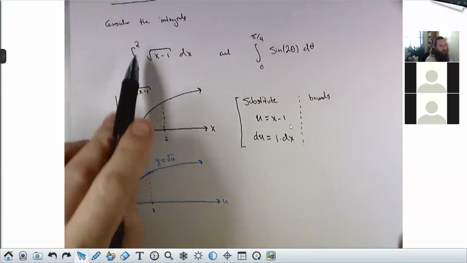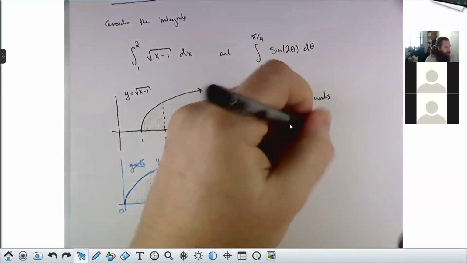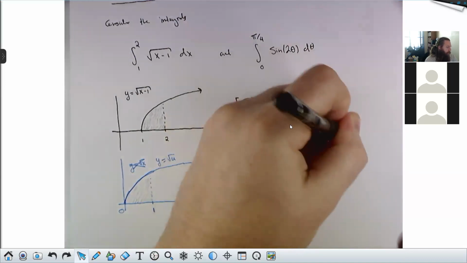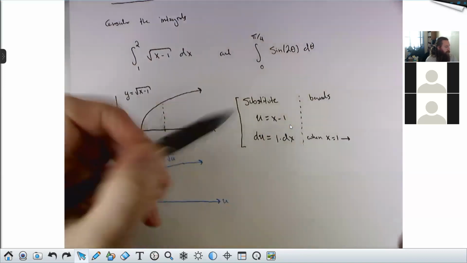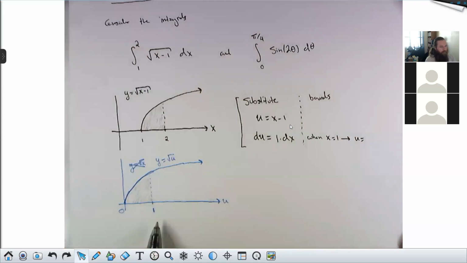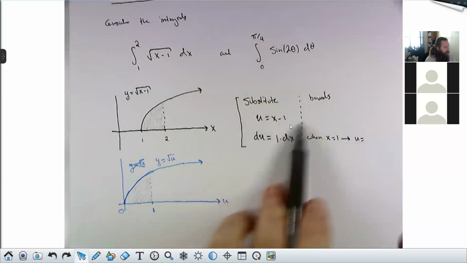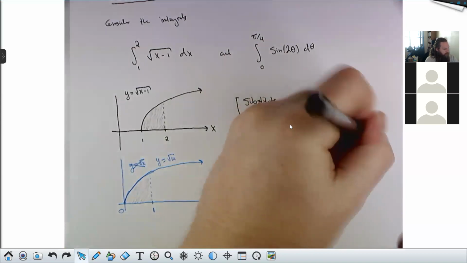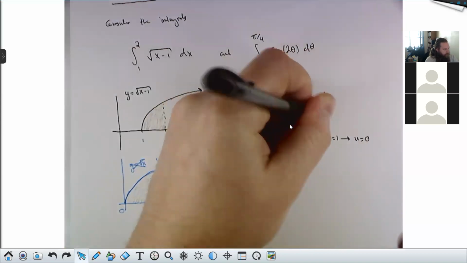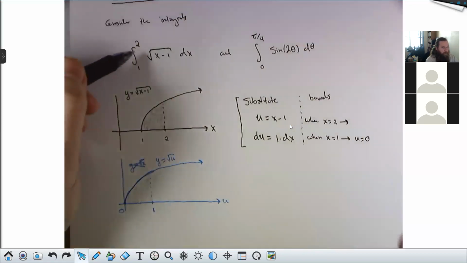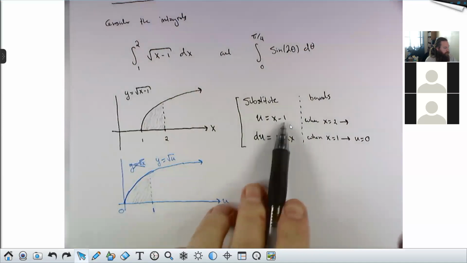My old bounds, my bounds for x were from 1 to 2. When x is equal to 1, we need to find out what u is. Now we already know from down here that the new bounds are going to be 0 to 1, but think about it. If you plug x equals 1 in here, u is going to be 1 minus 1, which is 0. And when x is equal to 2, my old upper bound, u would be equal to 2 minus 1, which is 1.